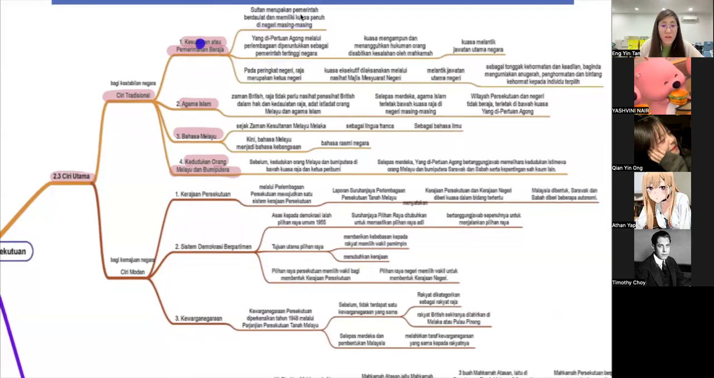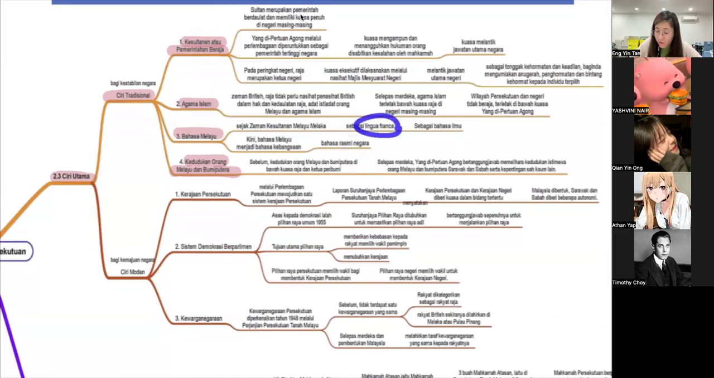Like for example, the kesultanan, you need to know the sultan's position. And then today we have the Agong. Today, what is the Agong's position, the Agong's rights? So you mention it here. Explanation. And then agama Islam, agama rasmi. Bahasa Melayu, bahasa ilmu, bahasa kebangsaan, bahasa rasmi. Right? Lingua franca. See? Bahasa rasmi.